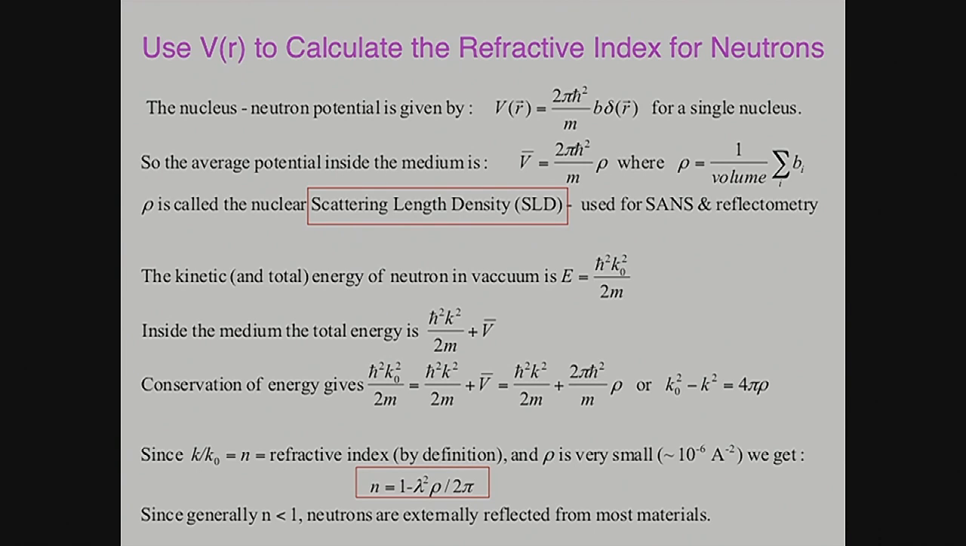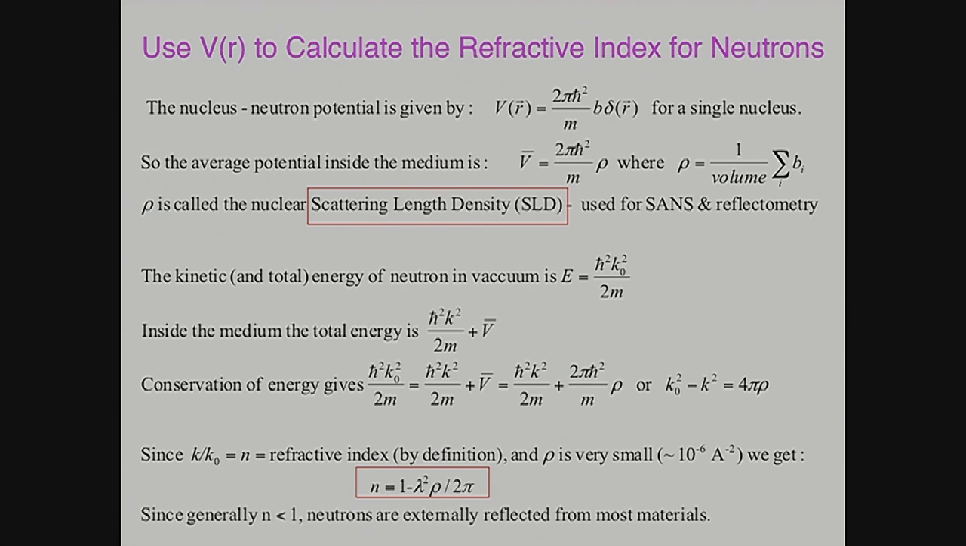This number turns out to be very small. This number, rho, is typically something like 10 to the minus 6 per angstrom squared. It's a length per unit volume, and so it has a dimension 1 over length squared. And if you plug that in and put a wavelength in angstroms, which is typically a few, you'll see that this quantity here is of order 10 to the minus 5. So the refractive index of materials for neutrons is very close to 1, but is generally less than 1.